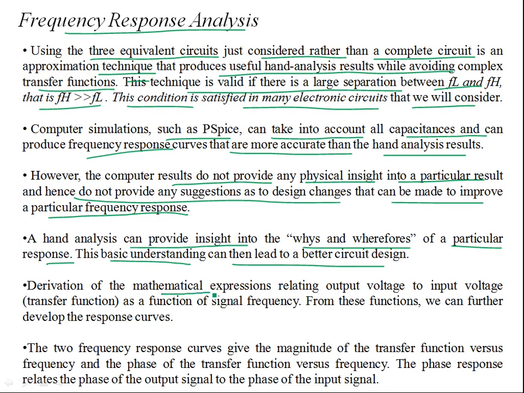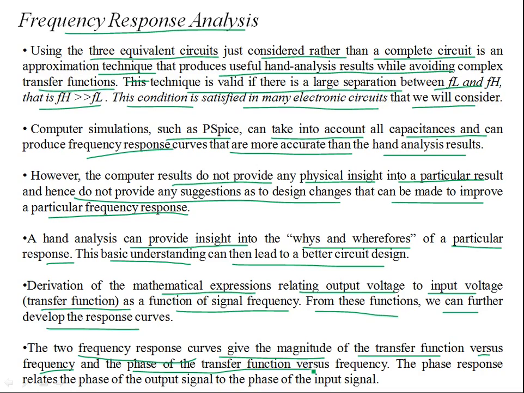The derivation of these mathematical expressions relates the output voltage to the input voltage. This is known as the transfer function, as a function of signal frequency. From these functions, we can further develop the response curves. The two frequency response curves are the magnitude of the transfer function versus frequency, and the phase of the transfer function, because the analysis is generally complex, so it includes both the magnitude and the phase relating the input and output voltages. For example, the phase response relates the phase of the output signal to that of the input signal.